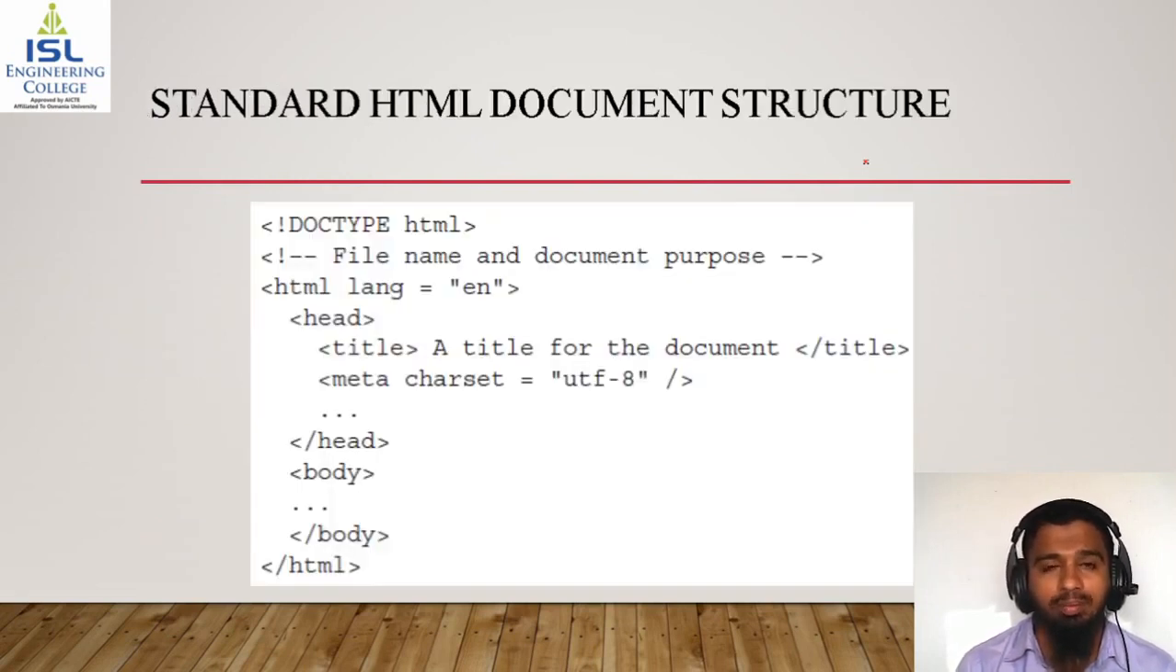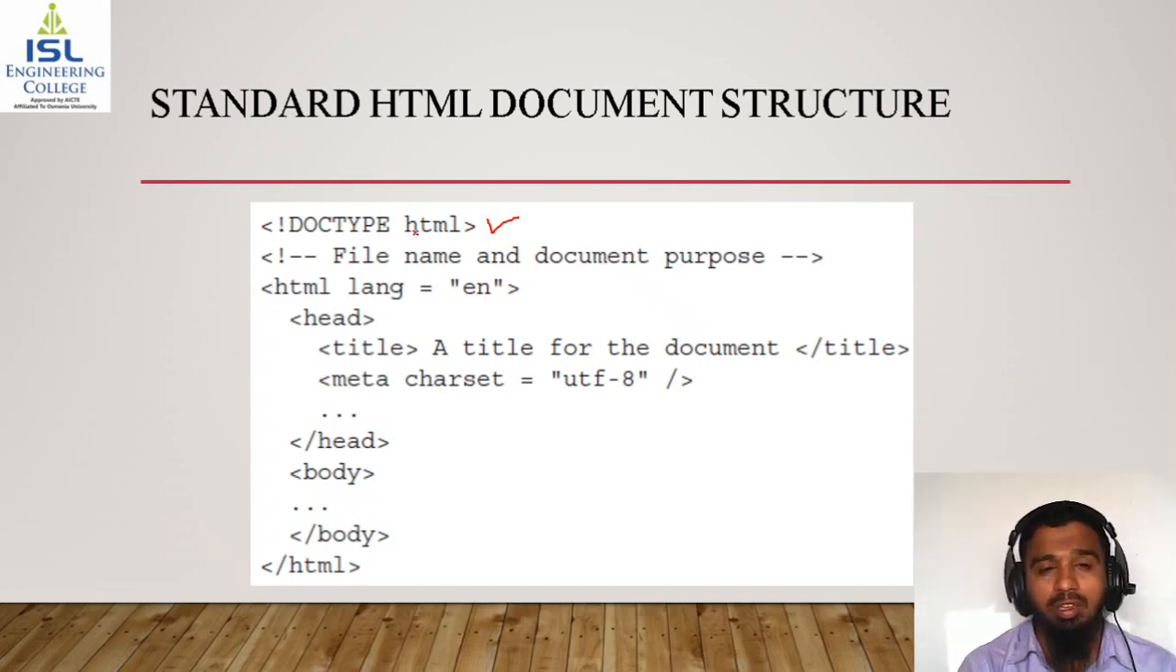So here is the structure of the HTML document. Whenever you are writing HTML code, all these things must be available in your document. Okay, first thing, document type HTML. Why do we need to write this? The browser should know what kind of document you are opening in the browser. So if you write the document type HTML, it will identify that this is an HTML file.